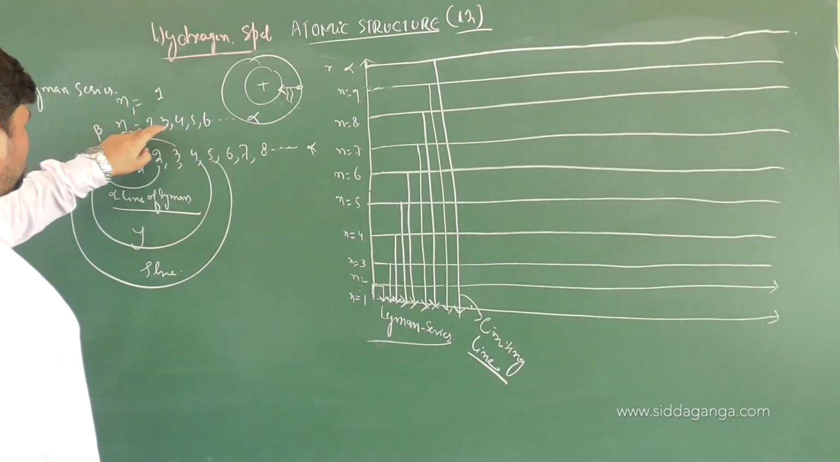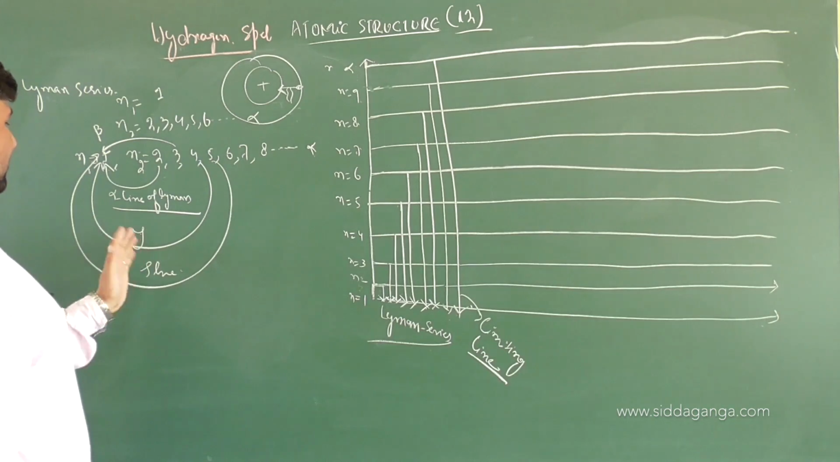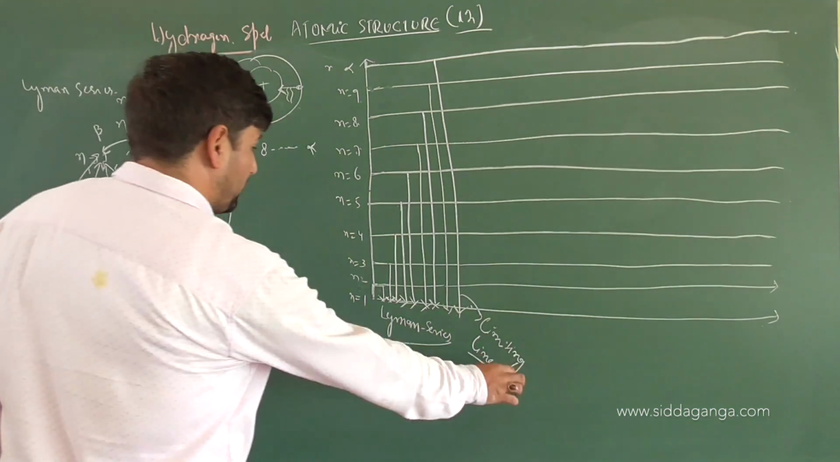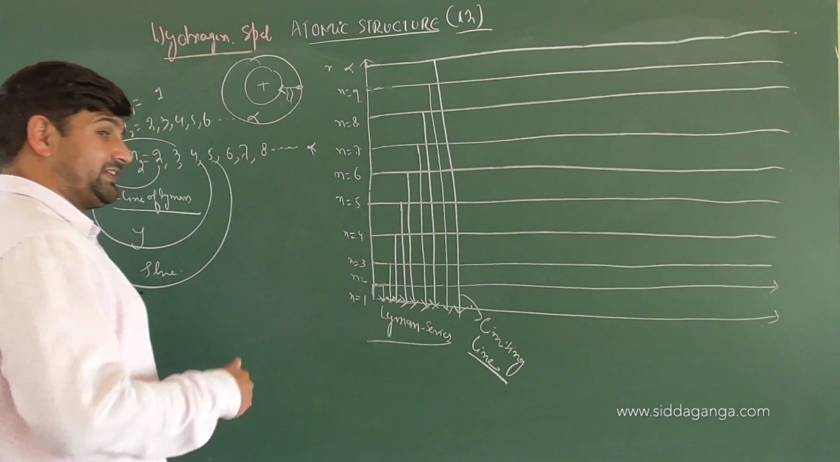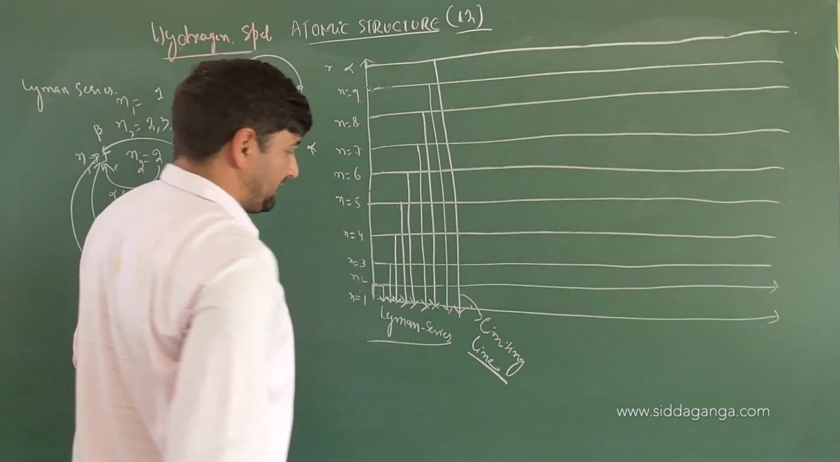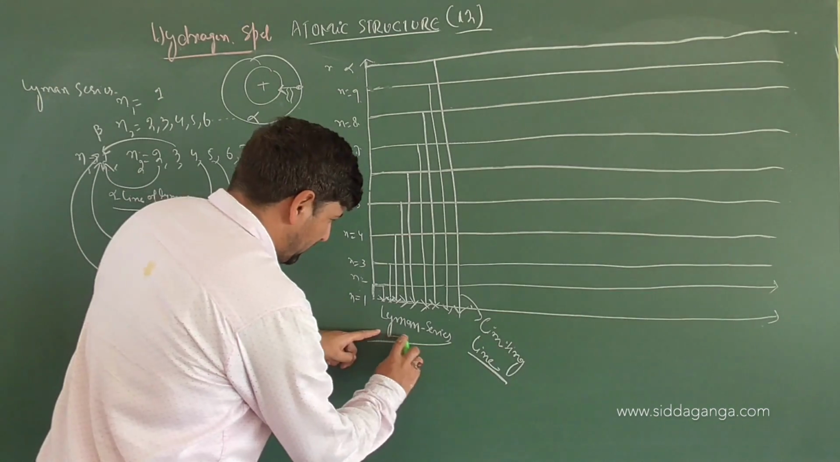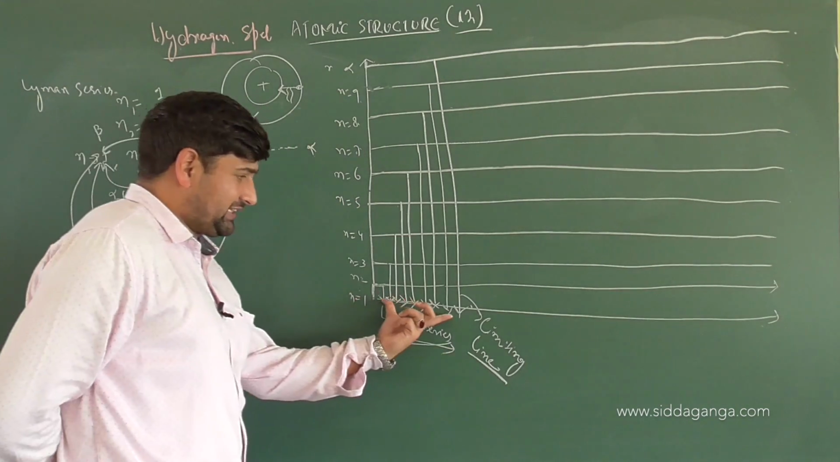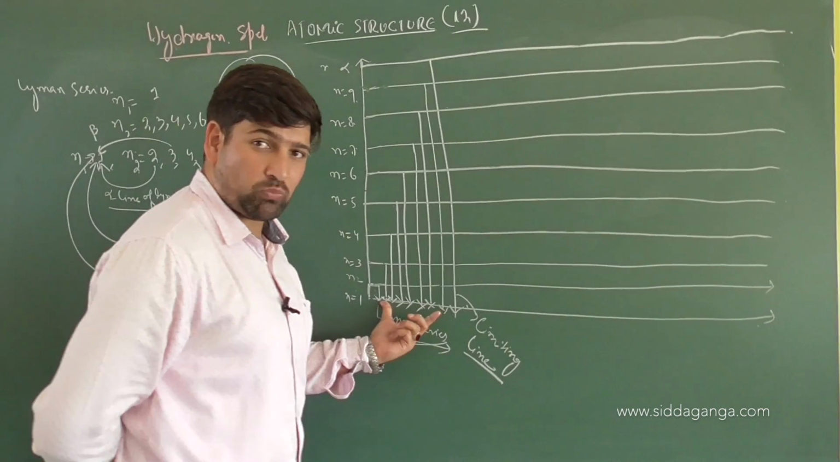So for the Lyman series, children, what is N1? 1. And what is N2? 2, 3, 4, 5, and so on. So you have alpha, beta, gamma, delta lines, and you have the limiting line. The first line is called alpha, then beta, then gamma, then delta, and so on. The last line is called the limiting line. You can see that very easily. In this series, what is happening to the energy?